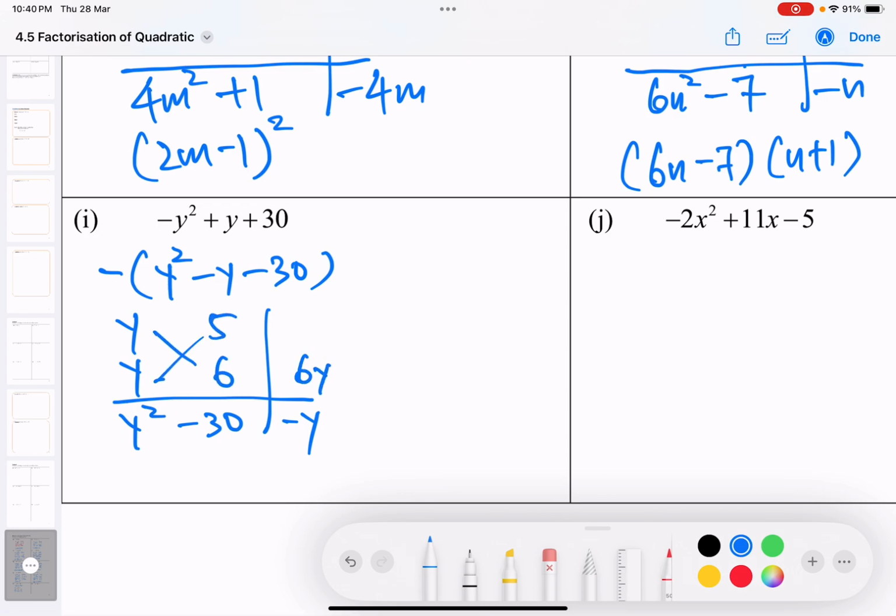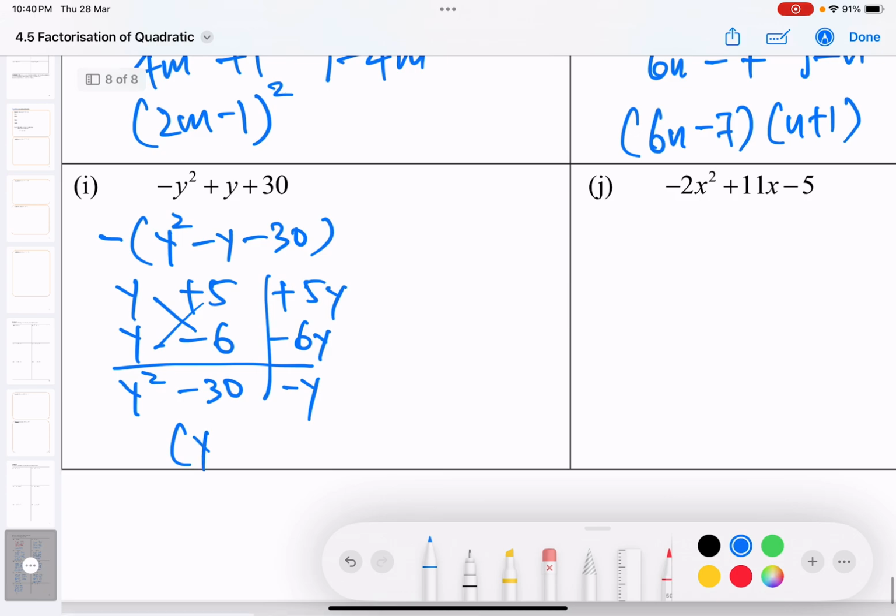So I get 6y, 5y. To get negative y, this must be negative and this must be positive. So this is negative and this is positive. I double check. I multiply these two. I indeed get negative 30. So this is my correct answer. Y plus 5, y minus 6. But don't forget the negative sign. So make sure you put back the negative sign over here.